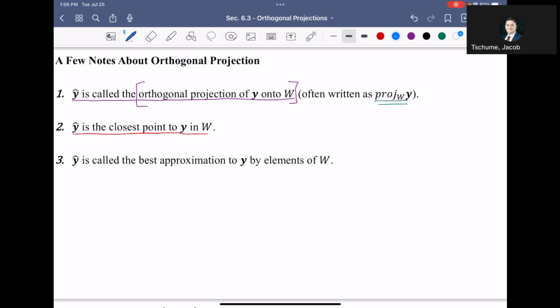And then finally, a last thing you might hear this called is that y hat is also called the best approximation to y by the elements of W. Once again, that's kind of piggybacking off part 2, because if y hat and y are the closest points to each other, then we can also use y hat as an approximation element. And we're going to see this a lot more in the 6.5 and 6.6 videos. I'm going to talk about how we can use projections to approximate things and how we go about that. So we'll do a little bit more with number 3 later in this chapter, but I wanted to go ahead and get out in front of it now from a terminology standpoint.